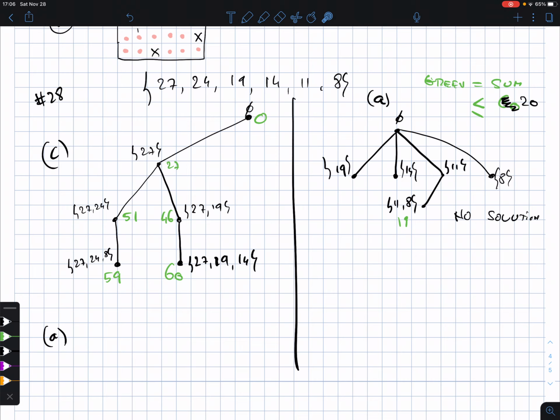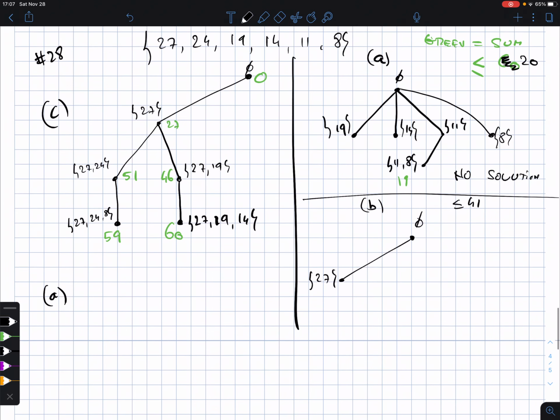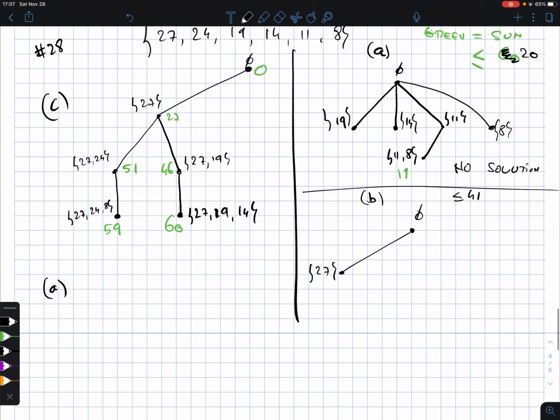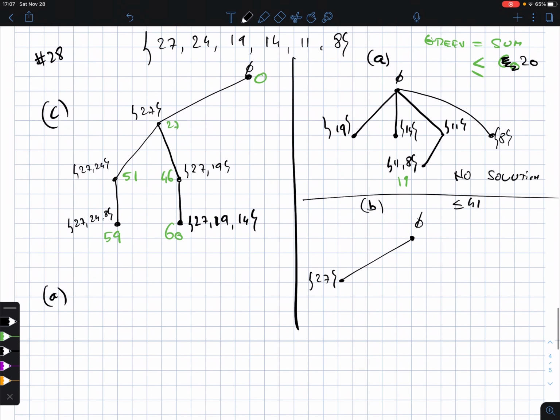Okay, and then the last one, what was the value there? B was 41. So now we want to do less than 41. So again, we have the empty set. The first choice that we can take is 27. To 27 we can add 24. No, we can add 29. No, we can add 14. Oh, what are these stupid numbers? I'm sorry. This is not a smart problem. Okay, I'm there. So there was no backtracking. No, I don't like that.